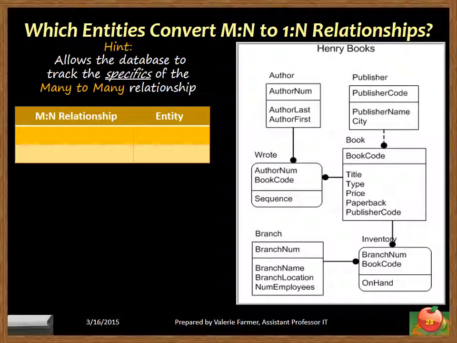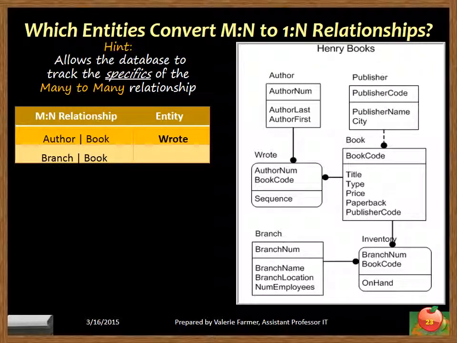Which entities convert many-to-many relationships to one-to-many relationships? Hint: these entities will allow the database to track the specifics about the many-to-many relationships. For the author and book relationship, the wrote entity converts the many-to-many to one-to-many relationships. Therefore, there is a one-to-many relationship between author and the wrote entity. There is a one-to-many relationship between the book and the wrote entity.